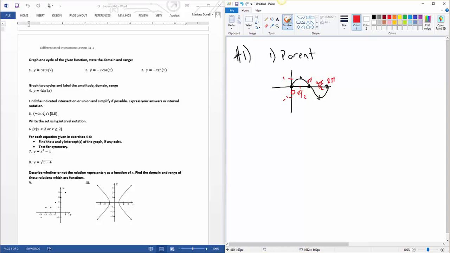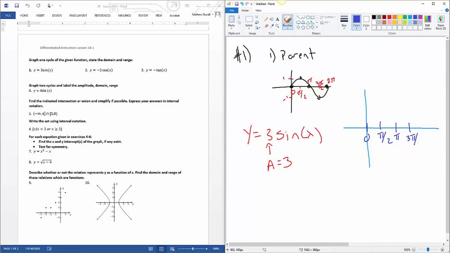And then any other information about this graph, the amplitude, because it says y equals 3 sine of x, I know that my amplitude is going to be 3. So now graphing this, these values are 0, pi halves, pi, 3 pi halves, and 2 pi. The amplitude we said is 3. Okay, that's how high or low it's going to go.